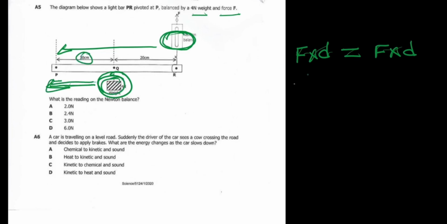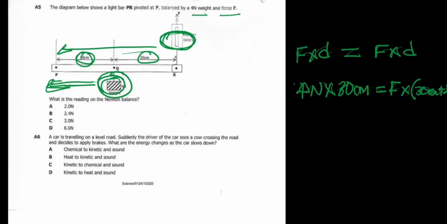So that's the first thing that you are going to get. You are going to have 4 newtons times the distance there, which is 30 centimeters. And then for this force that you are finding the reading of, this is going to be this force times the perpendicular distance, which includes 20 and 30. So you're going to have the force that you are looking for times the distance, which is 30 centimeters plus 20 centimeters. And when you multiply this, you're going to get 120.